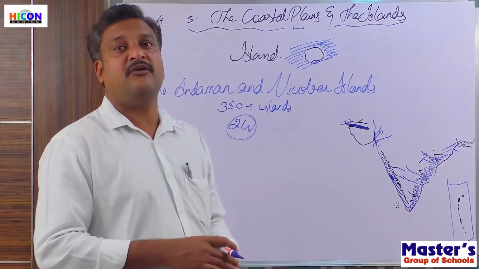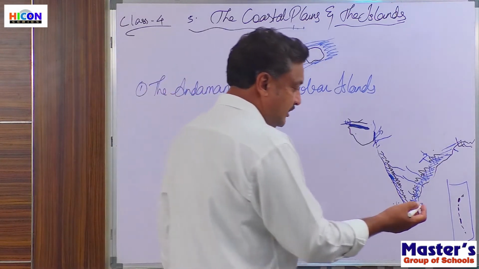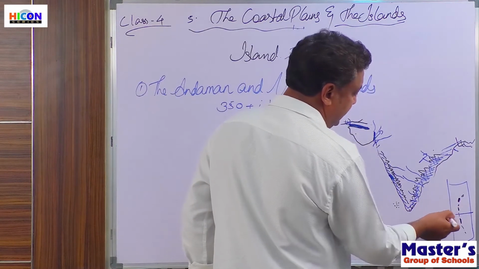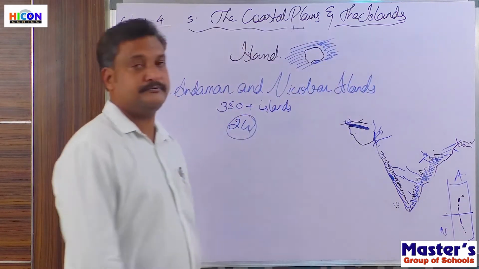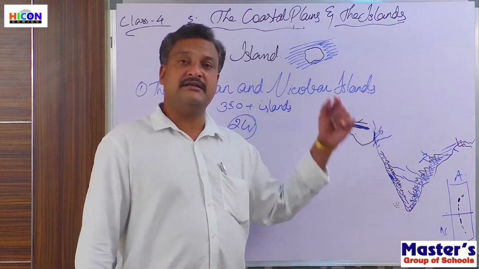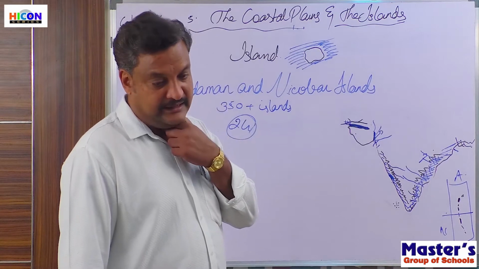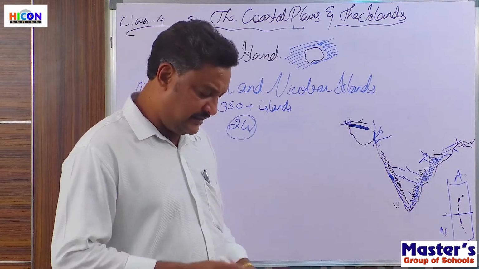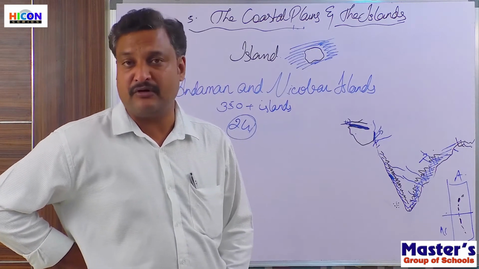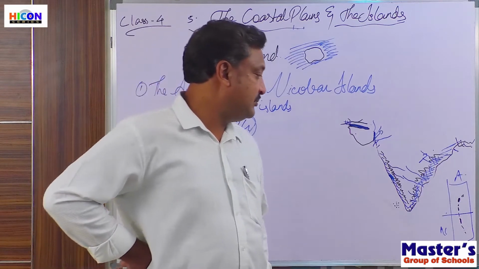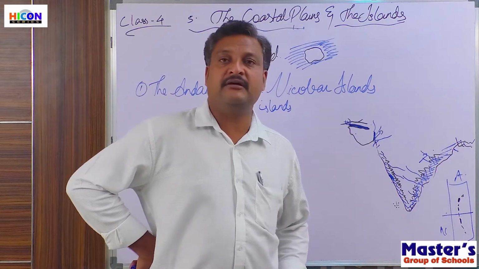Inhabited means what? Yeah, where people live, right? So this is further divided. The northern islands are called the Andaman, and the southern islands are called the Nicobar Islands. Most of these islands are inhabited by tribals. You know, tribal people, the people who live deep in the forest. So those kinds of people are living in many of these islands. Port Blair is the capital.